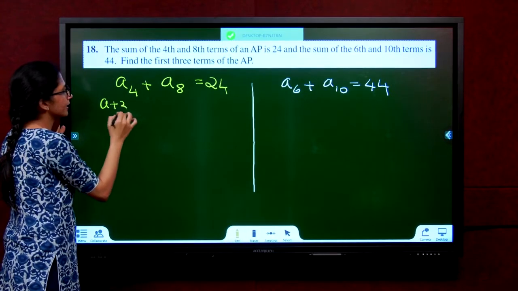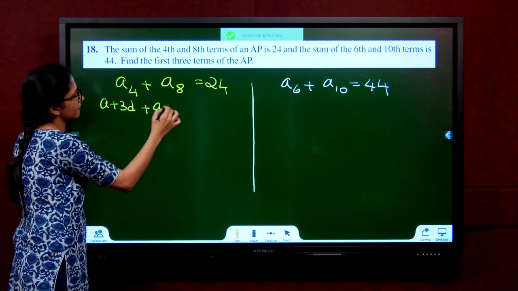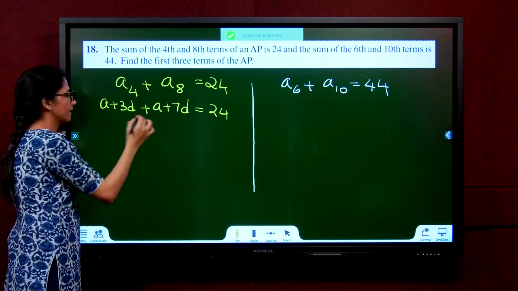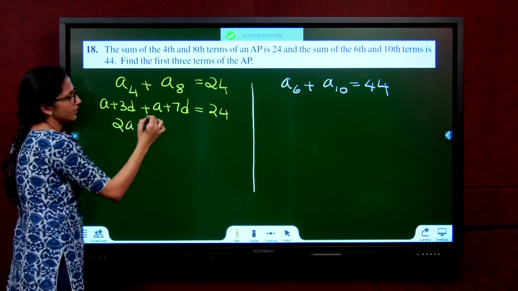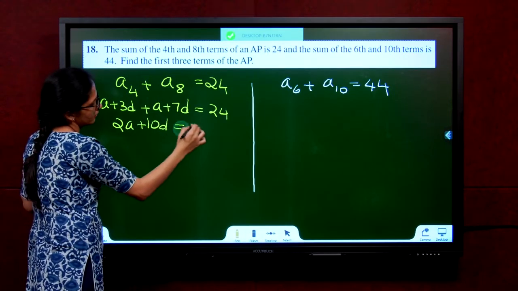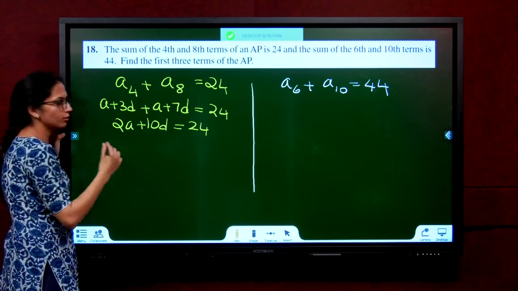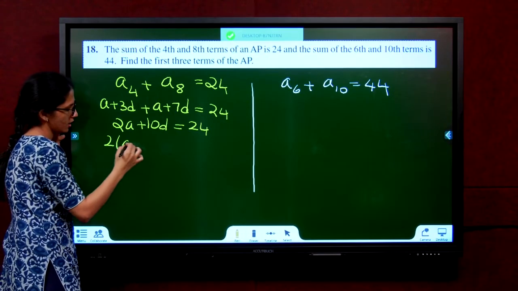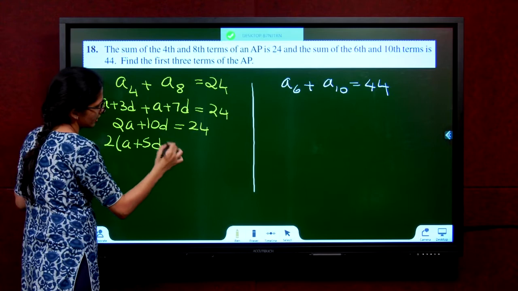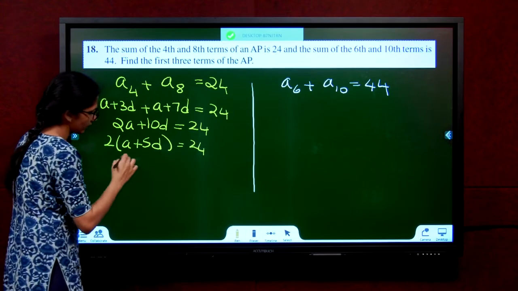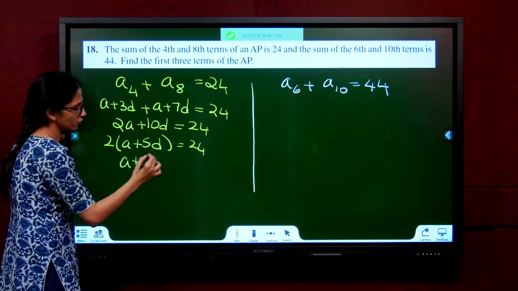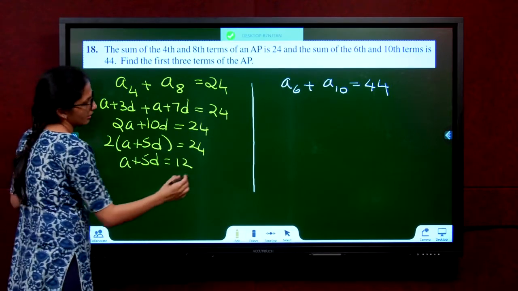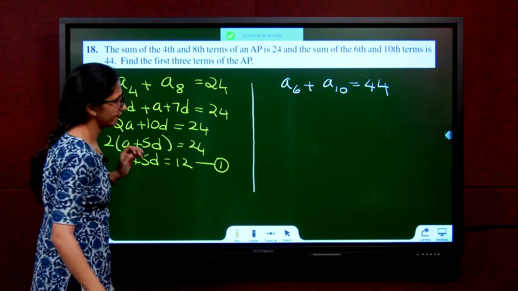What happens here? A plus 3D plus A plus 7D is equal to 24. A plus A, 2A. 3 plus 7, 10. All of them have 2, so I will divide everything by 2 or take 2 common. A plus 5D is equal to 24 by 2, which is 12. Let's call this equation 1.